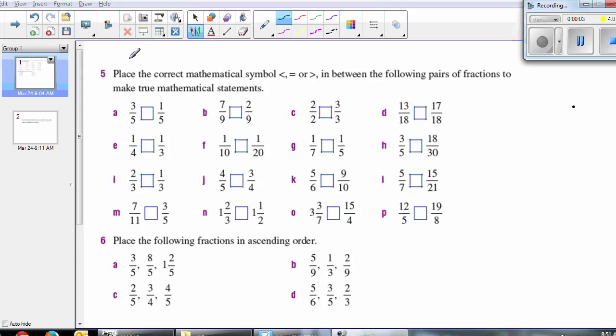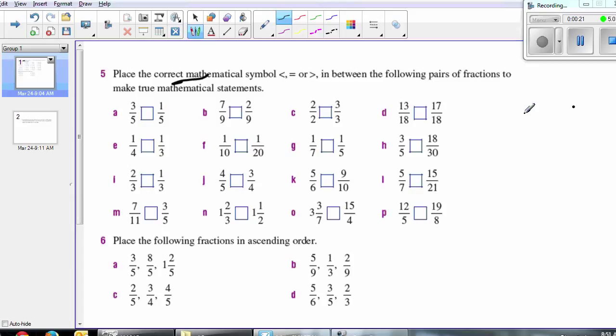Alright, so if we're looking at question 5, place the correct mathematical symbol in between the following pairs of fractions to make true mathematical statements. This one's pretty simple if the denominators are the same. It's really important to remember what our symbols mean.